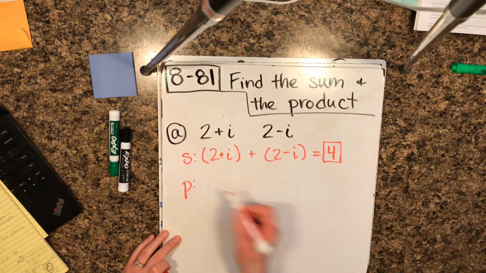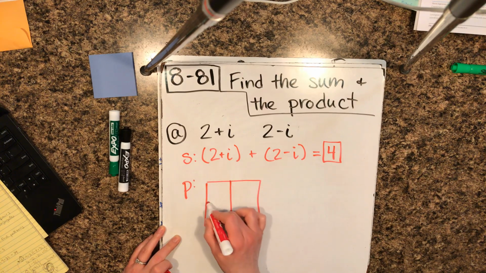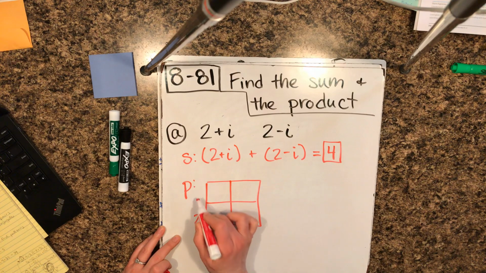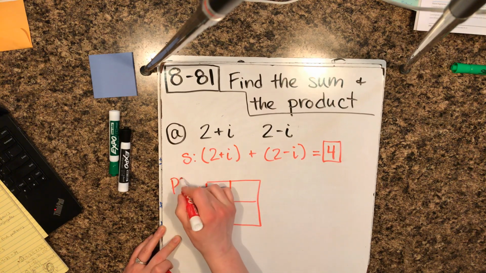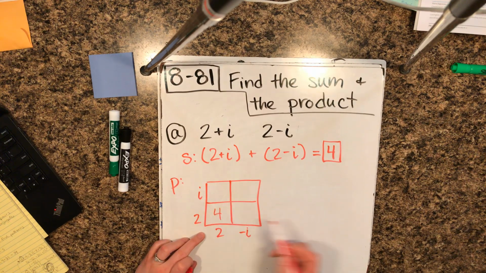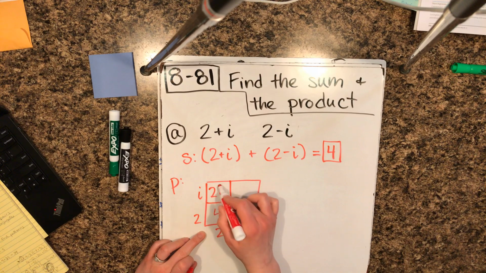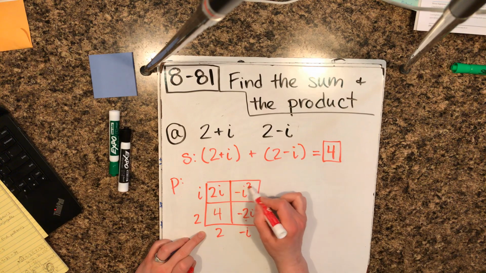Okay? The product is a little bit more complicated. We can use our generic rectangle. You don't have to. We'll put 2 plus i, P for product, and 2 minus i. And as we multiply through, we get a positive 4. We get a positive 2i. We get a negative 2i. And up here we get a negative i squared.